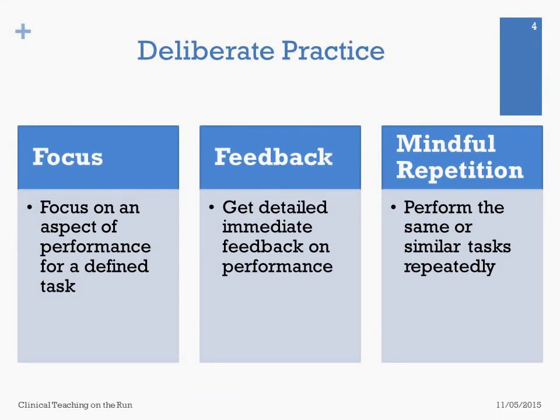We discussed how adults will learn a skill more effectively if they deliberately practice that skill. Deliberate practice is characterized by focusing on an aspect of performance, getting feedback immediately after that performance, then performing the same task repeatedly. Feedback is a very large topic. In this online presentation, I will be limiting the discussion to feedback as one of the steps in the deliberate practice of a clinical skill.